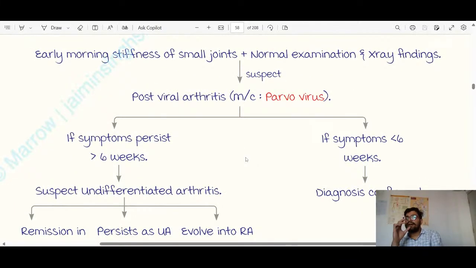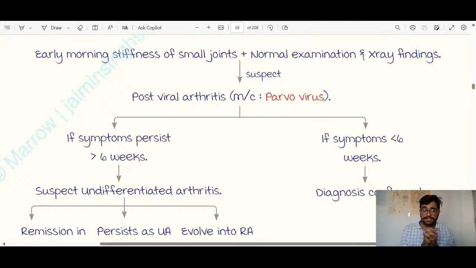What is the early feature that comes with rheumatoid disease? What early feature will be present in the patient? Guys, it is very important for a clinician to identify the disease. I would like to share one thing: if there is early morning stiffness of small joints plus normal examination and X-ray findings, then I will suspect viral arthritis or parvovirus.